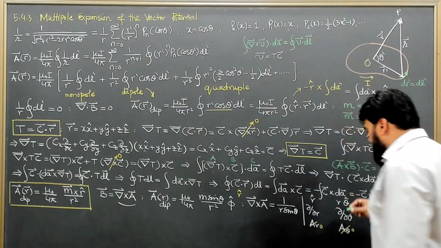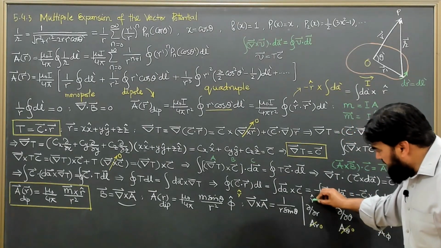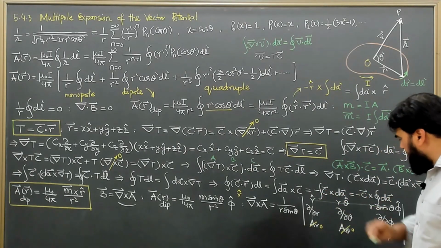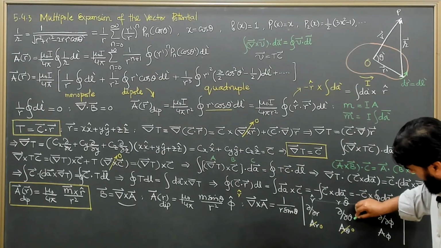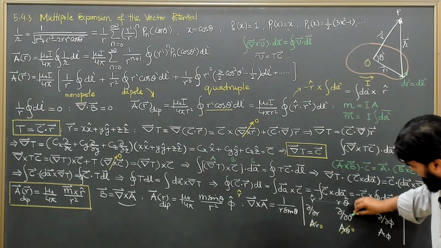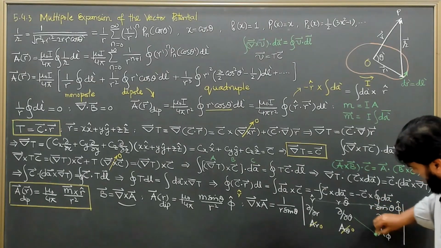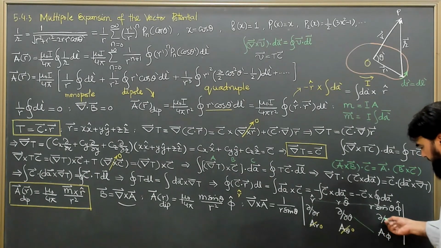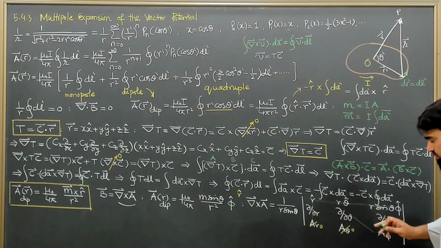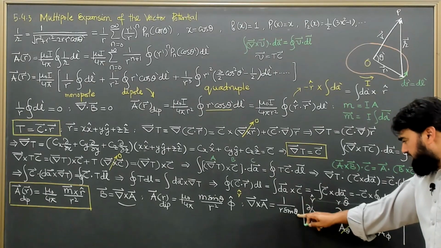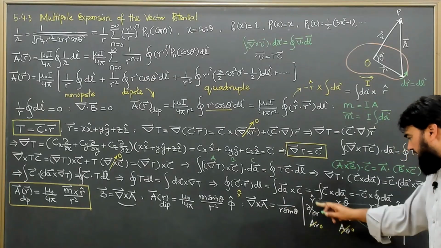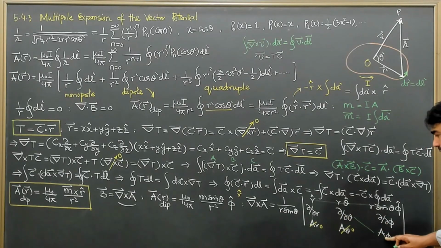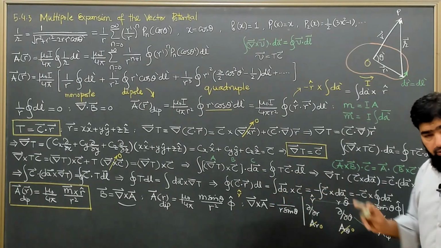Let me simplify this. When I'm considering the r unit vector, this row and column are gone. So I have 1 over r sine theta from here, and then partial over partial theta of A phi minus partial over partial phi of 0. So this term is gone. I'm having only 1 over r sine theta, the r unit vector component, and partial over partial theta of A phi. A phi is given there.